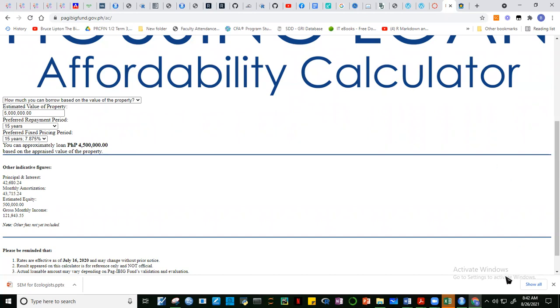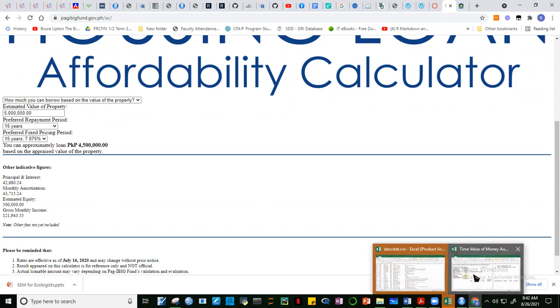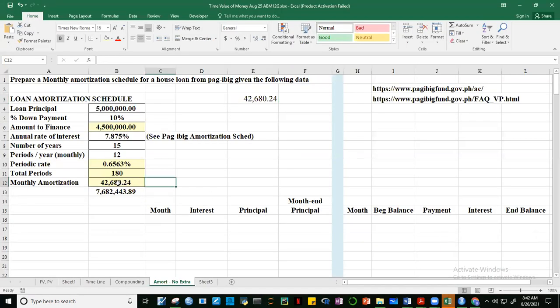Okay, so we can create our own Pag-IBIG affordability calculator. Okay, kasi we used the PMT function in Excel. Kasi we look for the equivalent of 4.5 million now. Anong equivalent niya for the next 15 years or 180 months? Magkano per month yung babayaran? 42,680.24. Okay, let me flash again the formula. For those of you who haven't inputted that, paki-ano. Tapos, question po again. Clear so far, guys?